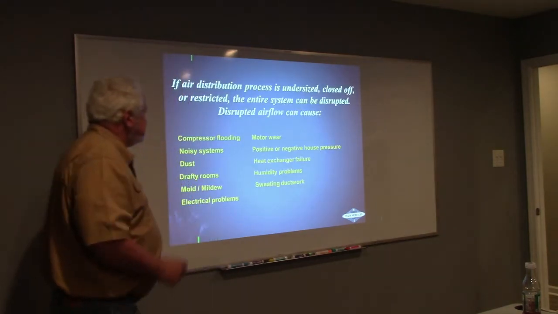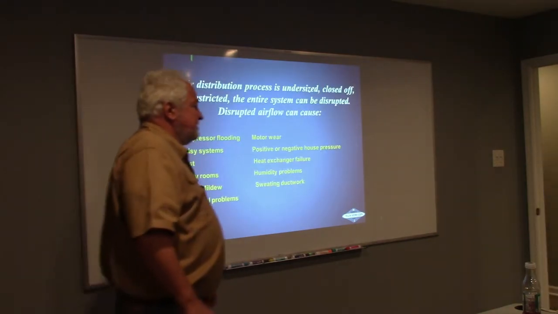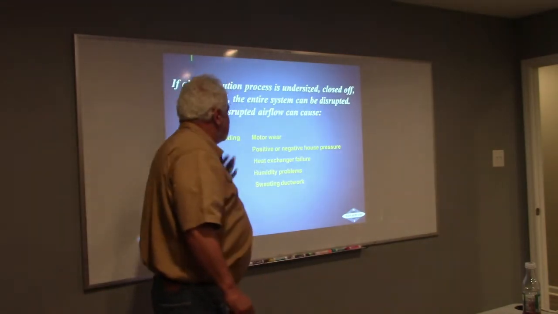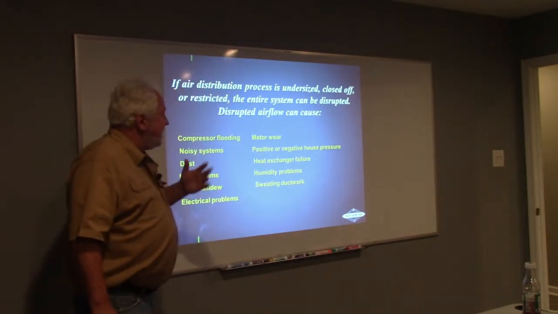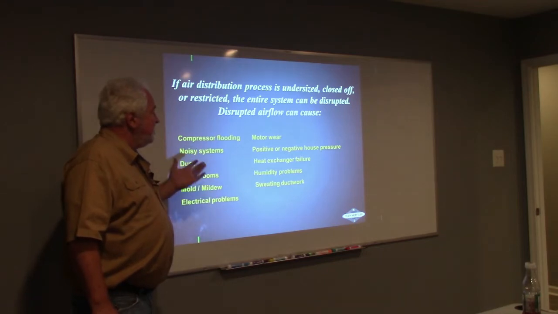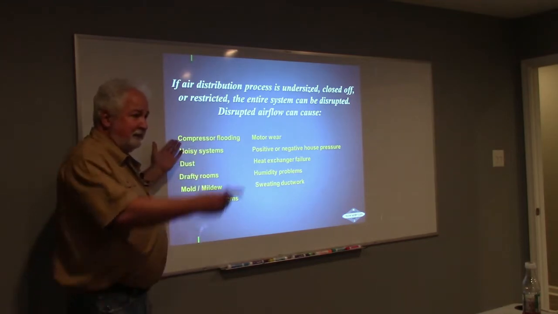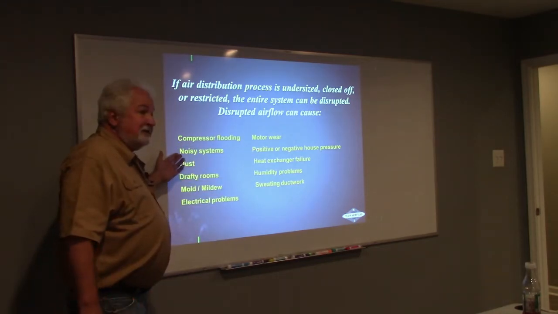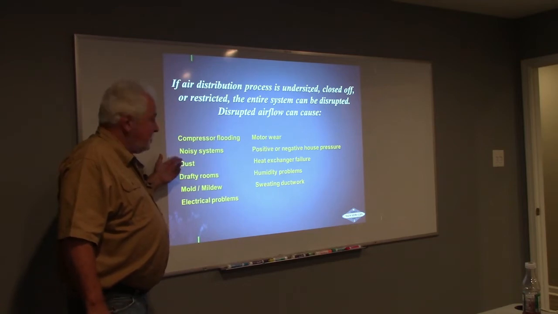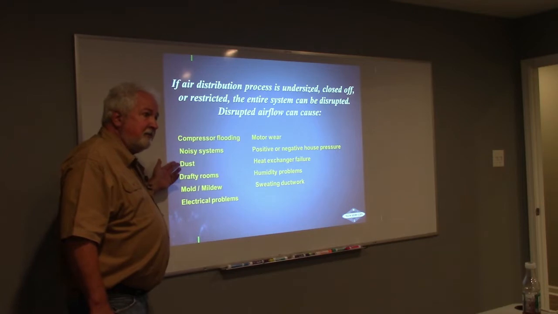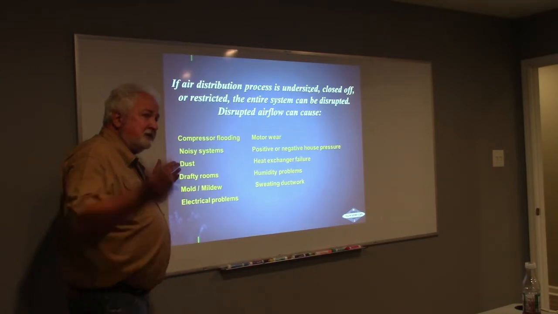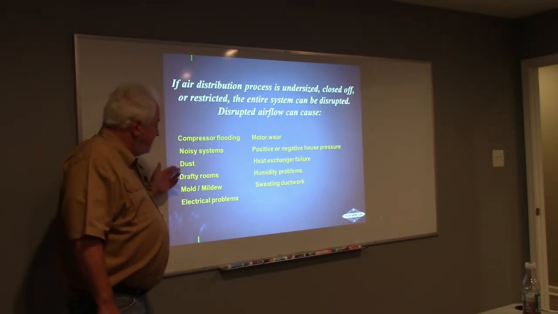All right. If the air distribution process is undersized, closed off, or restricted, the entire system is disrupted. Disrupted airflow can cause compressor flooding, noisy systems, dust. We can have a lot of dust if that air becomes very, very dry because of the heater overheating.